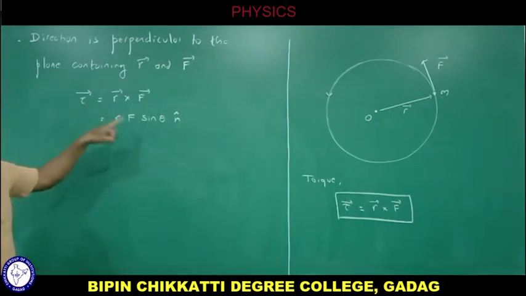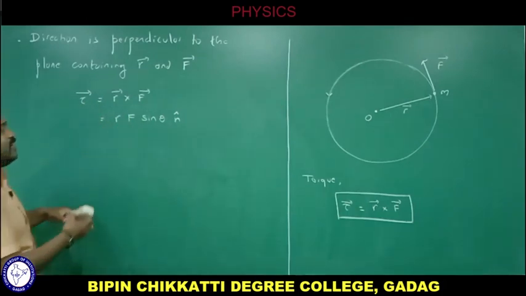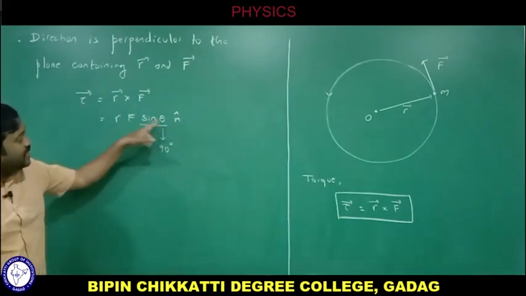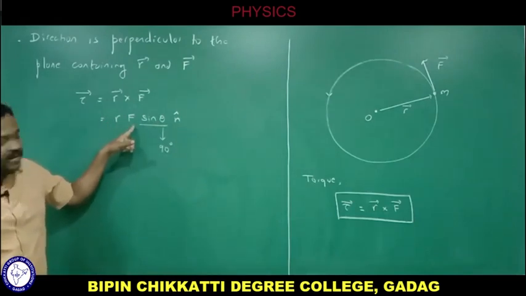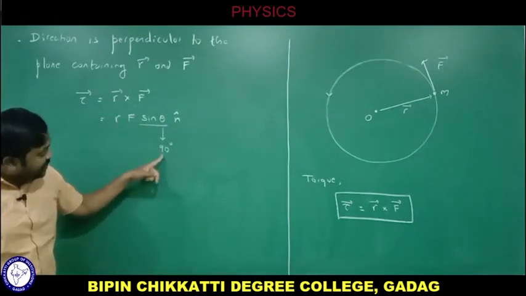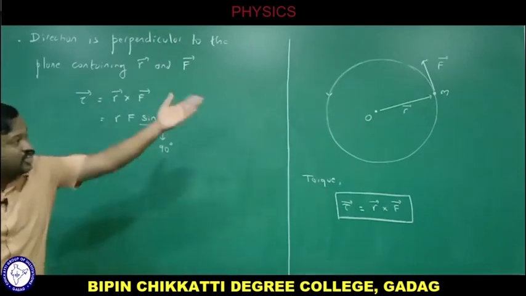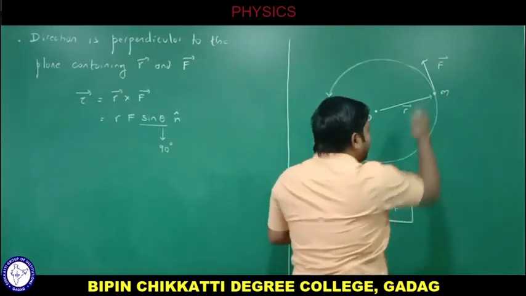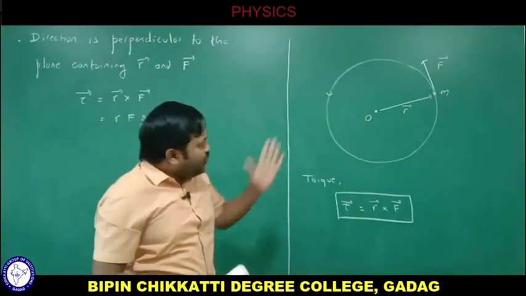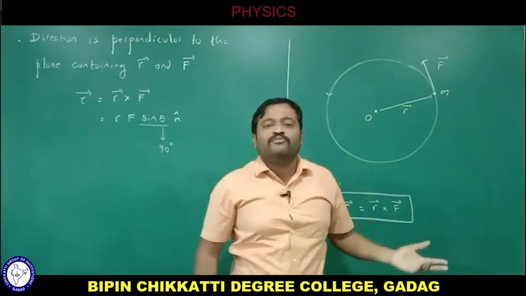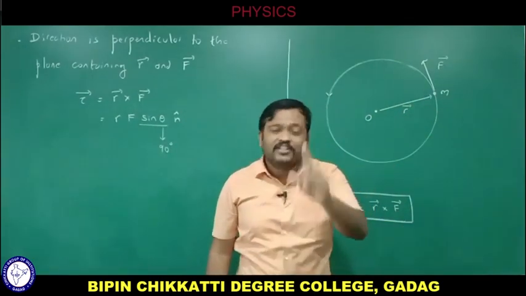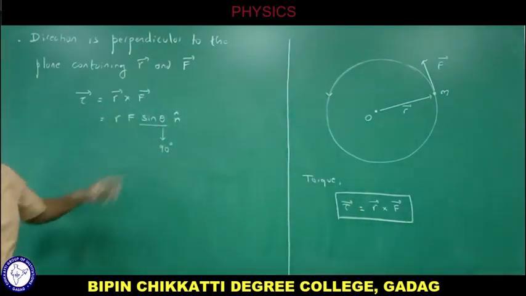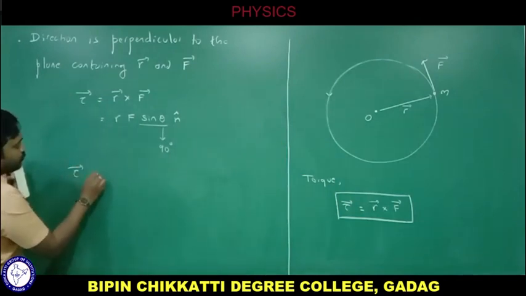When is torque maximum? Torque is maximum if angle theta is 90 degrees. Theta is the angle between R and F. If the angle between R and F is 90 degrees, then torque is maximum, and the body rotates. If it is less than 90 degrees, of course there will be torque, but it will be less. So it also depends upon the angle between R and F.